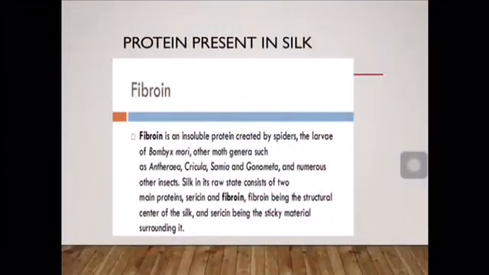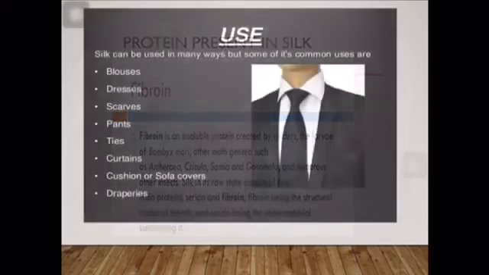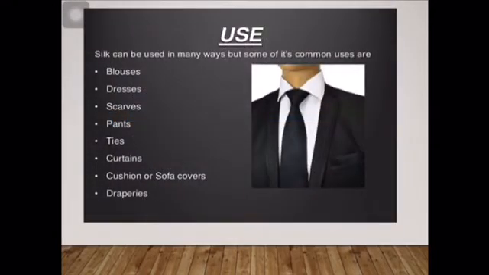Silk is made of two proteins, sericin and fibroin. Fibroin is the structural center of silk and sericin is the sticky material surrounding it. Silk's absorbency makes it comfortable to wear in warm weather while active. Its low conductivity keeps warm air close to the skin during cold weather.